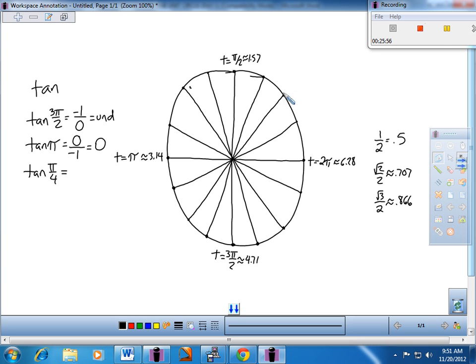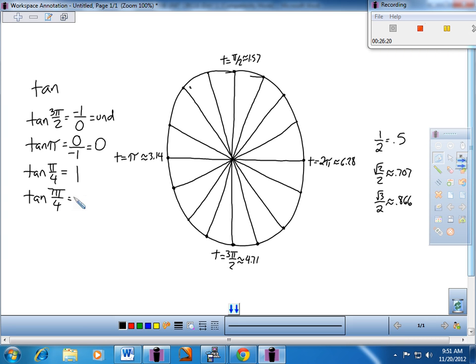And so anytime I take a number and divide it by itself, root 2 over 2 over root 2 over 2, if you want to think of it that way, anything divided by itself is 1. So tangent of pi over 4 is actually 1. We're going to see this come up when we look at right triangles as well. Okay, how about this one then as a result? How about tangent of 7 pi over 4?